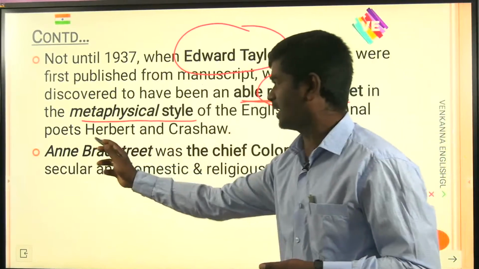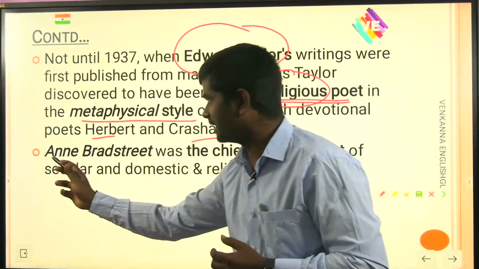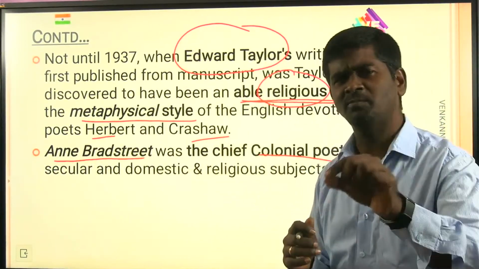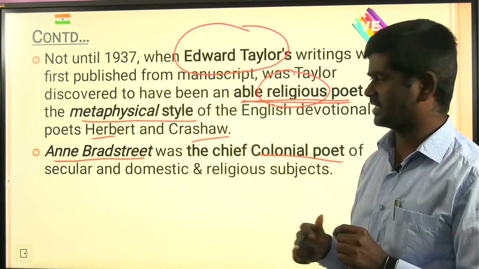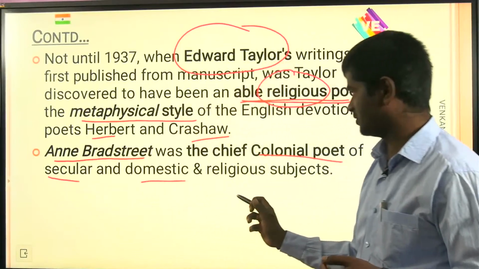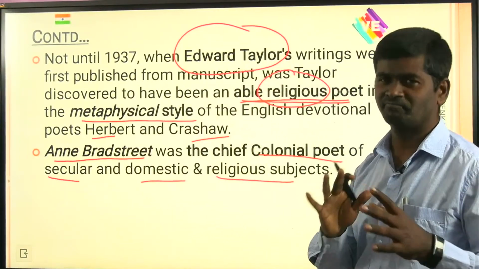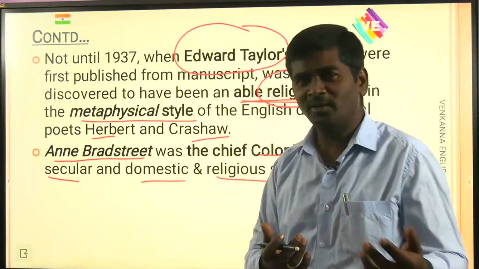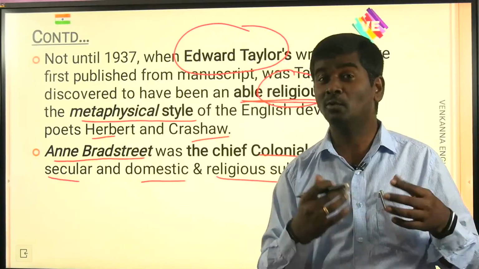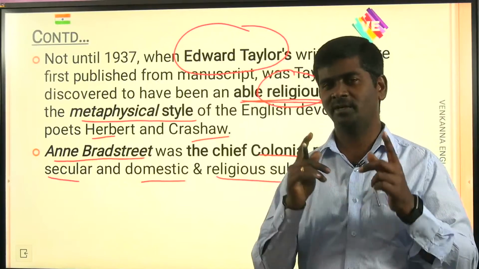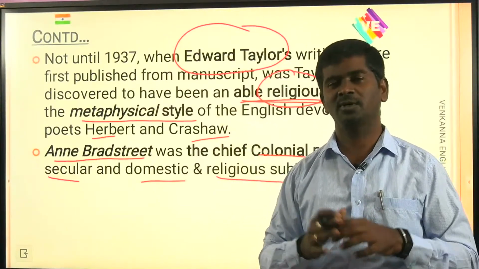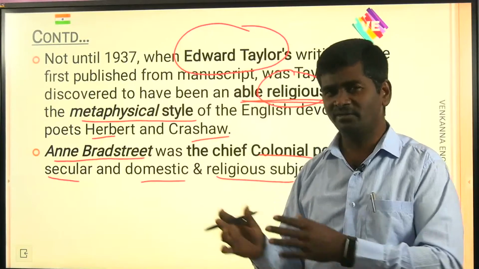Next, like Herbert and Crashaw, another important writer, Anne Bradstreet, the chief colonial poet during this period, one of the most important colonial poets of the time. She wrote a lot of literature about secular issues, domestic issues, and religious subjects. Some basic questions you may get: who was one of the important writers from American literature who wrote in the style of metaphysical poets? You need to remember Edward Taylor. And the popular colonial poet during the colonial period of American literature, Anne Bradstreet.